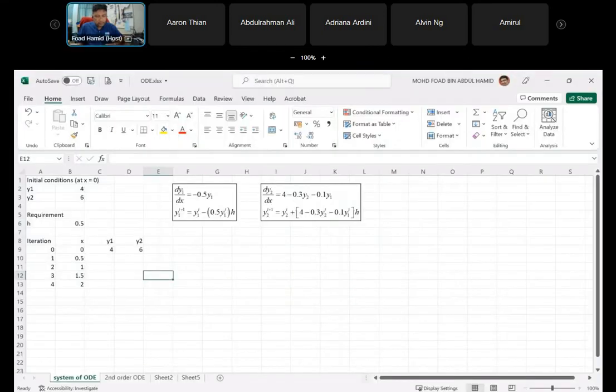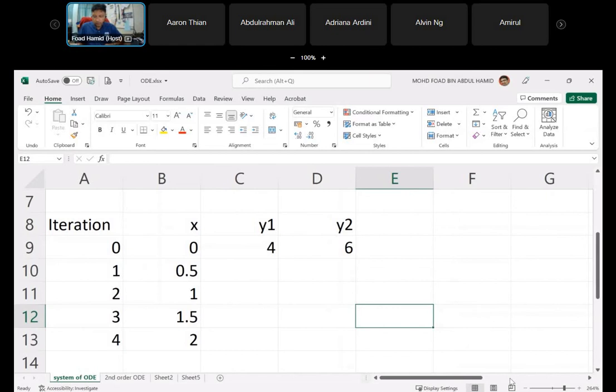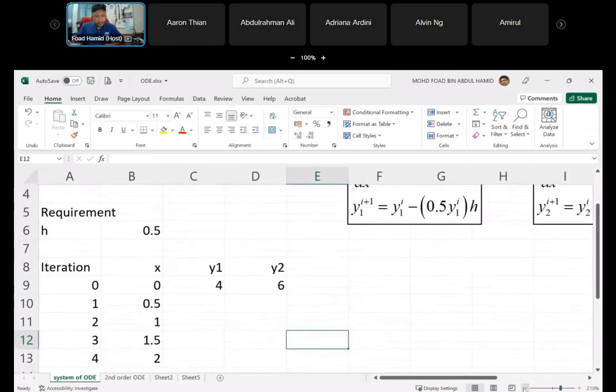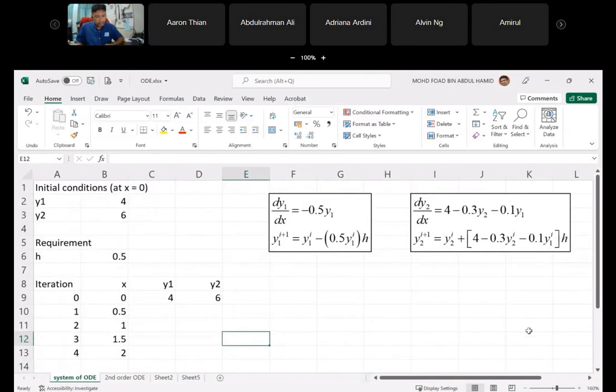So this is Excel. I hope you can see my Excel. Let me make this bigger so you can see. Oops, this is too big. Okay, so these are the equations.